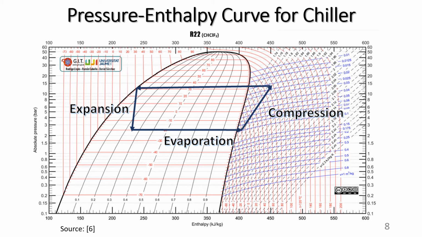The compression of a vapor is a nearly isentropic process, so the curve will follow the dotted blue constant entropy lines. The R22 vapors will now be superheated. The heat from the refrigerant will leave in the condenser. This brings the R22 vapor to a saturated liquid, then the cycle will repeat again.